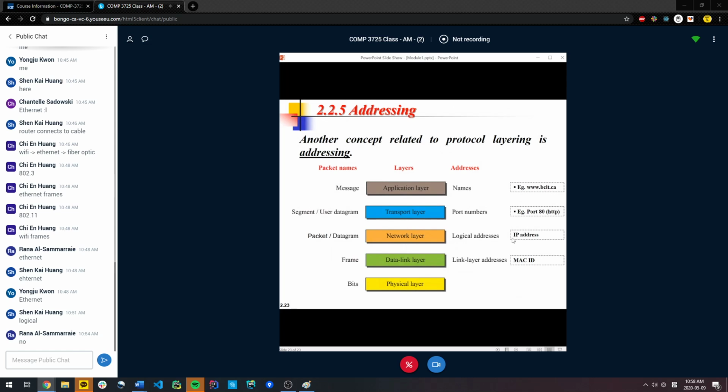From an addressing point of view, you have your link layer address, which is your MAC ID. You have your logical address at layer 3, which is IP. You have your port numbers, which, for example, on the server side, HTTP is on port 80. And of course, you have the names, which obviously are URLs, depending on the type of addresses that you have at layer 5.